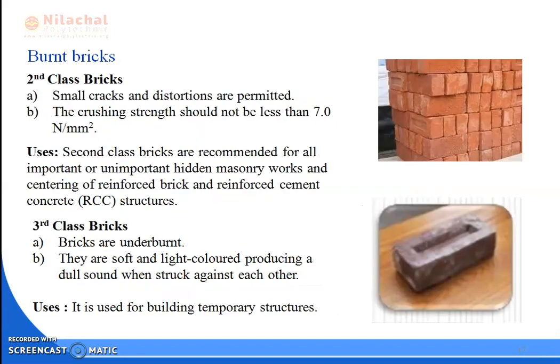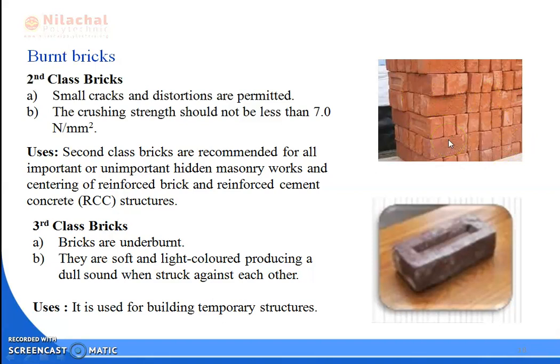Next we will be going to second class brick. I have taught you in the previous slide about the second class brick. In second class brick, you can see these bricks. I have shown you the picture. These are the bricks of second class bricks.